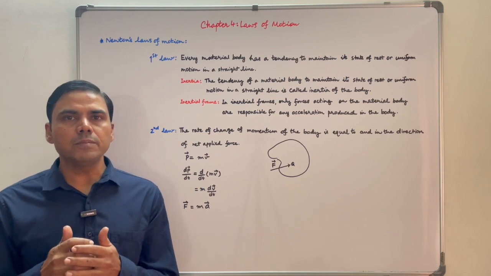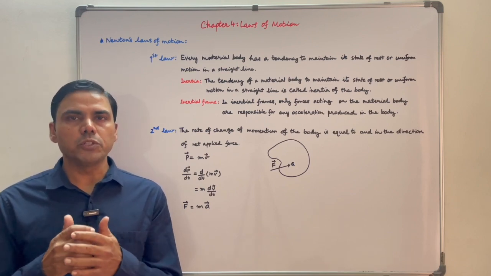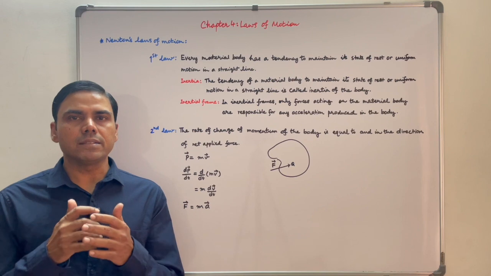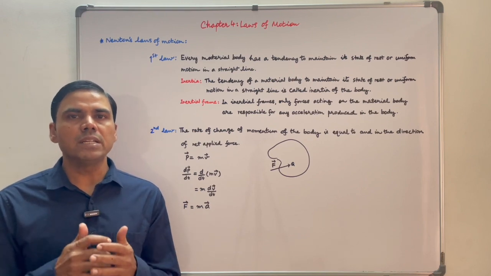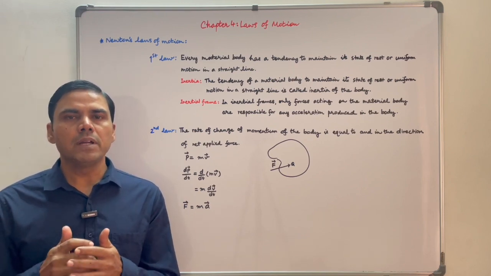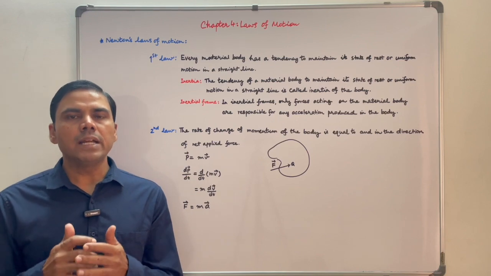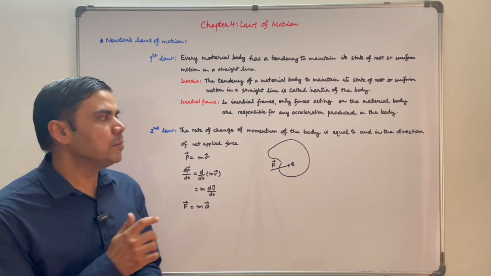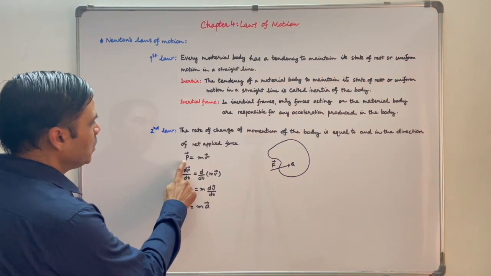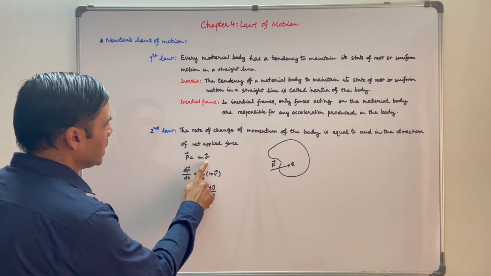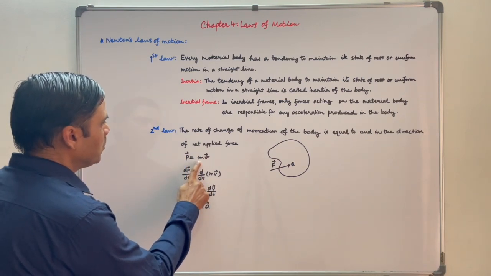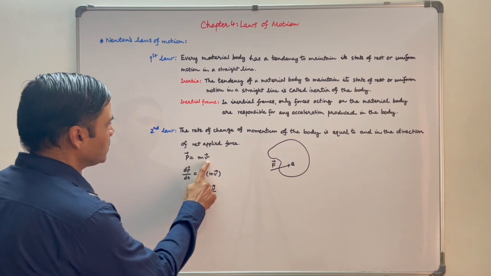Momentum in simple terms means mass in motion. If a material body has certain mass and it is in motion, then it will have momentum. Momentum is a vector quantity and it is represented by letter P and given by the formula P is equal to mv, where m is mass of material body and v is its velocity.